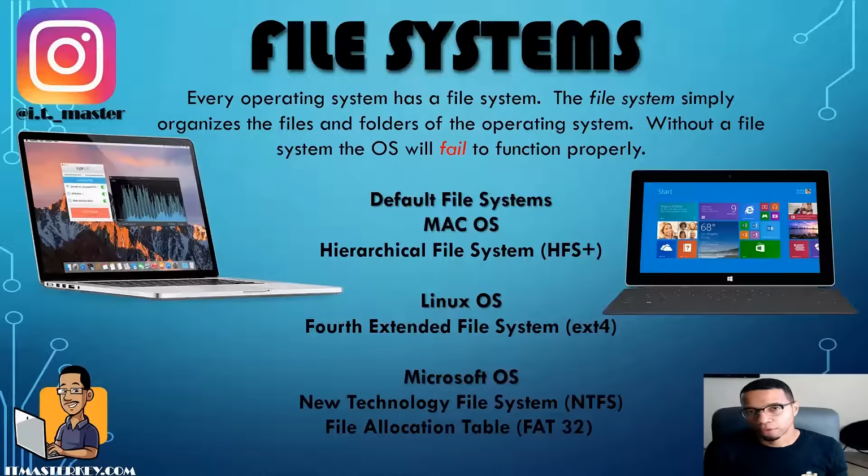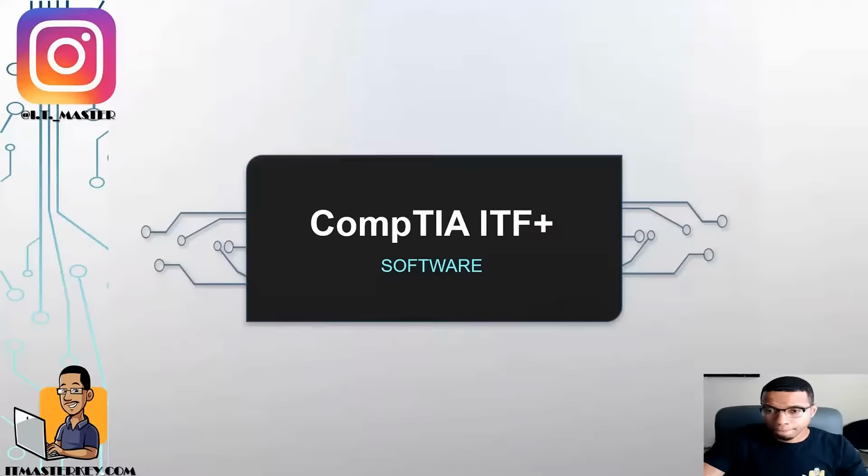Okay, so we talked about operating systems. The graphical user interface is the pretty pictures and stuff you can click. The command line is the actual commands. You have to know what to type in. Then the file system is what actually organizes the files and the folders, and it has to be applied to your operating system or it won't function properly. It won't boot up. It won't do what it's supposed to do.